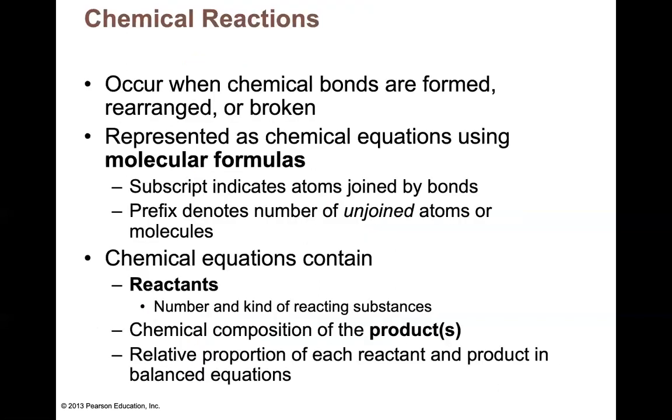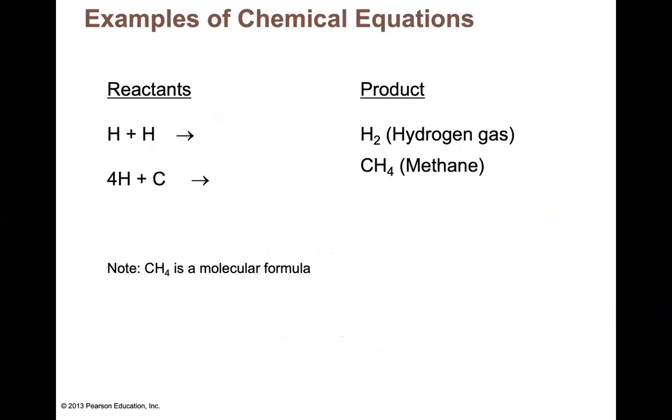So chemical reactions occur when chemical bonds are formed, rearranged, or broken. It's represented as a chemical equation using molecular formulas. And chemical equations will contain both reactants and products. One rule of thumb is that whatever goes into an equation has to come out of the equation. Typically, reactants are on the left-hand side of an equation. Products are on the right-hand side. And the arrow is typically indicative of an enzyme that's facilitating that reaction.